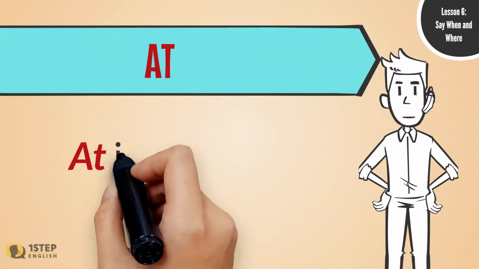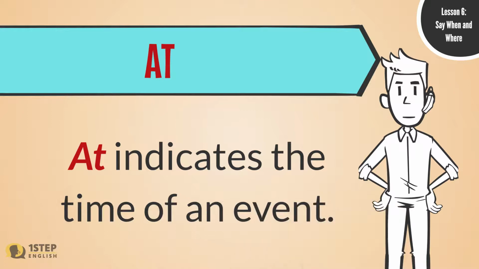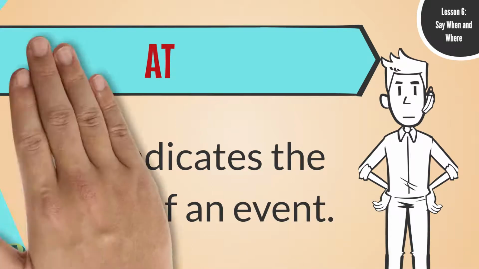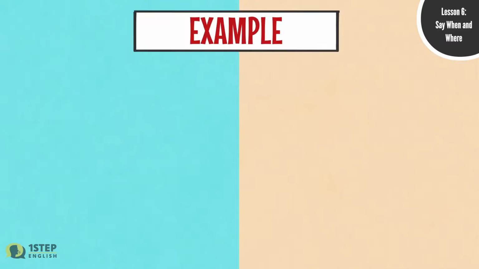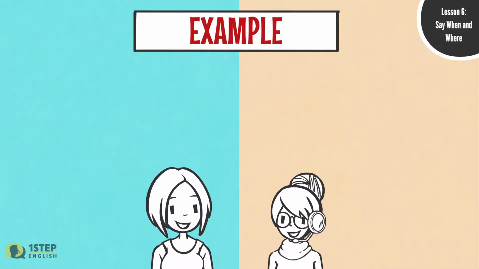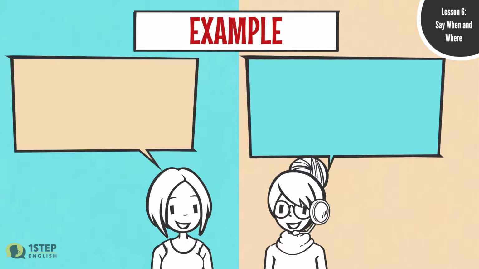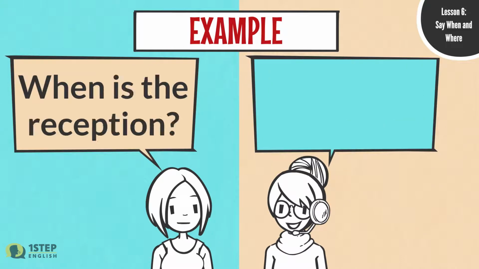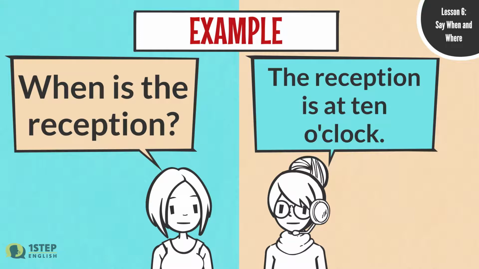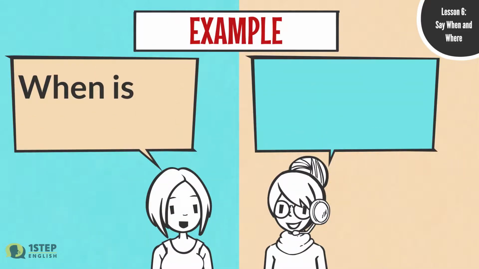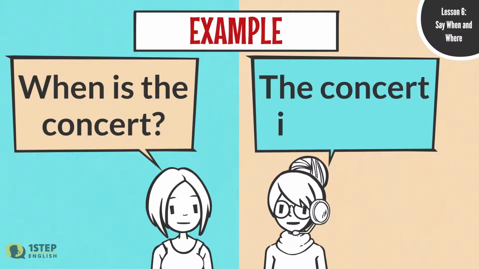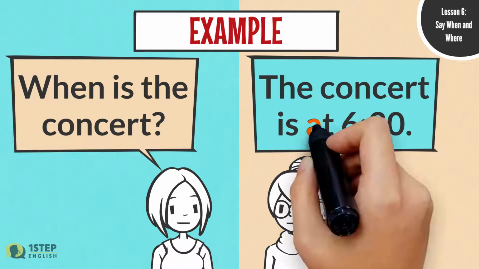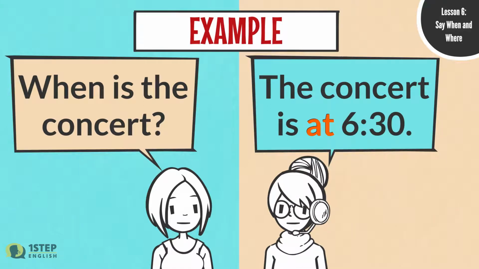At. At indicates the time of an event. For example, when is the reception? The reception is at 10 o'clock. At. The reception is at 10 o'clock. When is the concert? The concert is at 6:30. At. The concert is at 6:30.